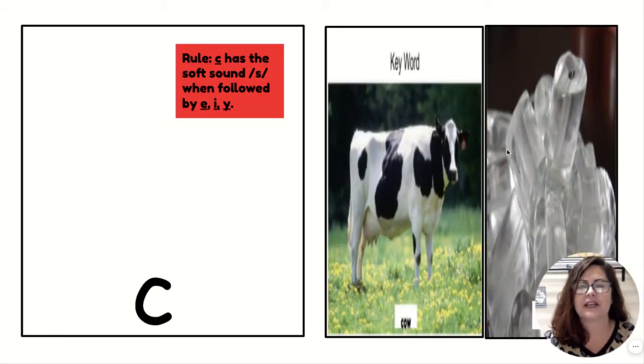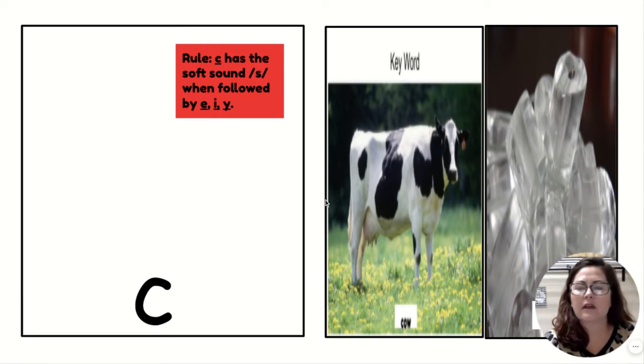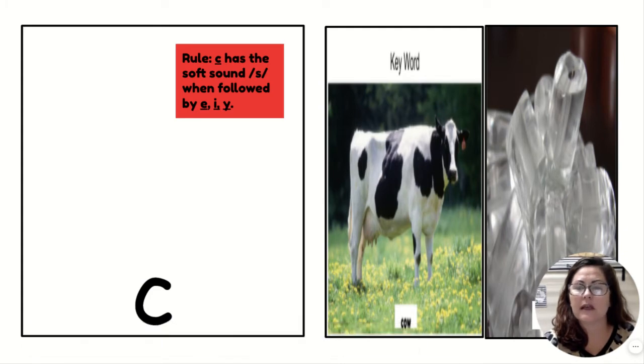Here we go. So we just had an extra slide. So let's review the 2 sounds that we've learned. We just recently, in the last 2 or 3 lessons, I believe, learned the soft sound for C. So please let us have the 2 sounds that C can represent.